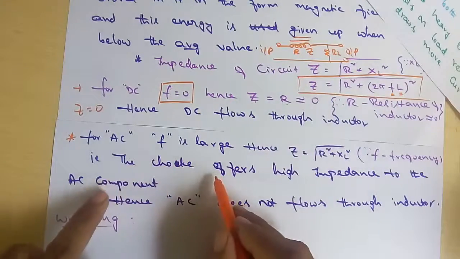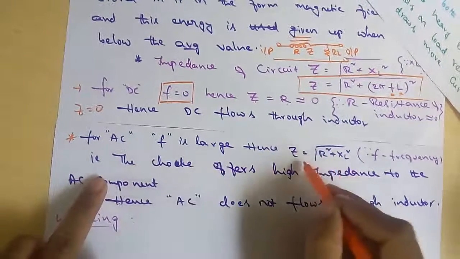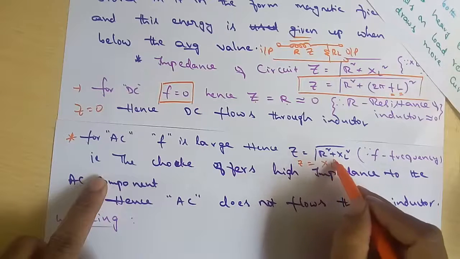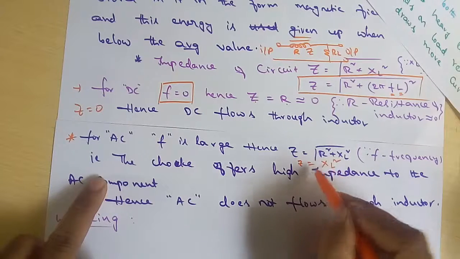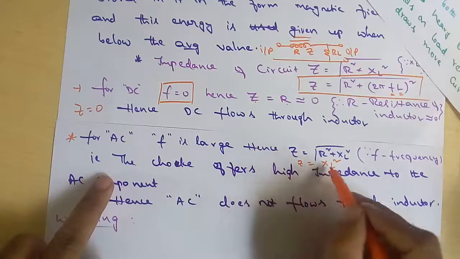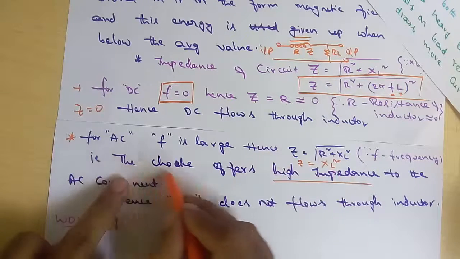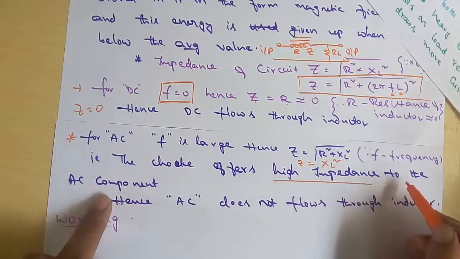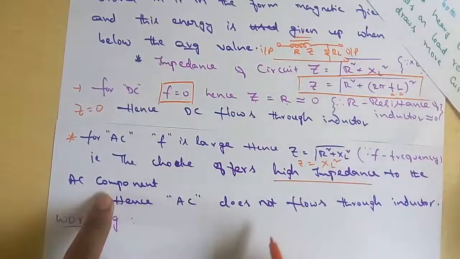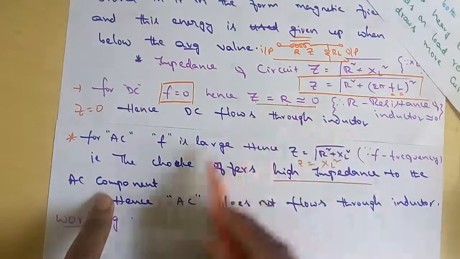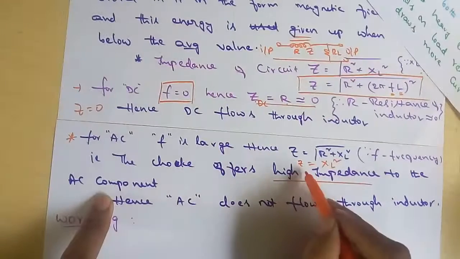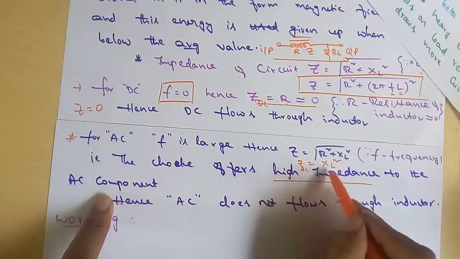So hence, for example, if the R value 0 you have taken, then Z is equal to XL. As XL is very very large, the impedance is also very very large. That's why the choke offers high impedance to the AC component. For the DC component Z equal to 0, so this is Z_DC equal to 0. But for Z_AC, Z_AC is equal to XL.